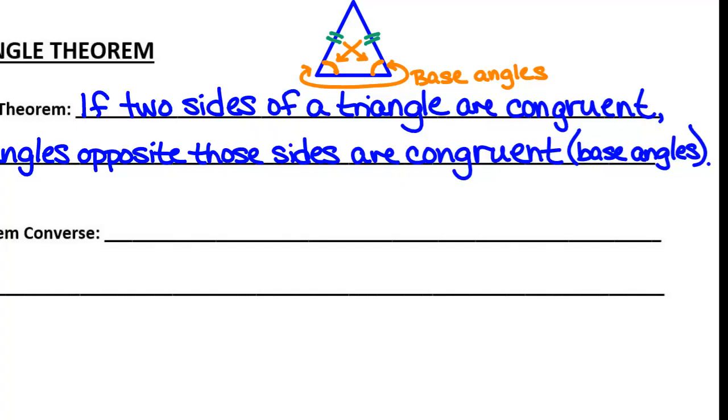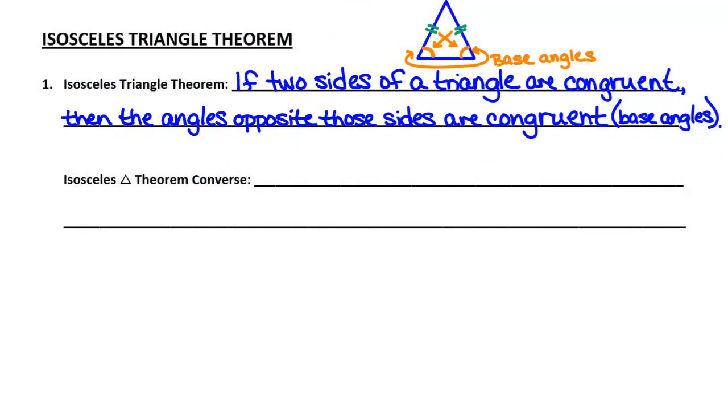It's not always going to be the bottom two angles. I could take this triangle and turn it on its side. These would still be my base angles, even though they would be rotated and not on the bottom anymore. You're looking for the two angles that are opposite the congruent sides.